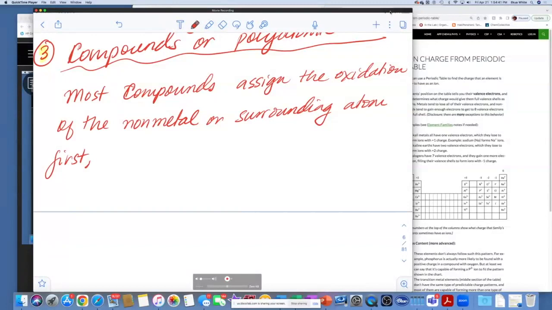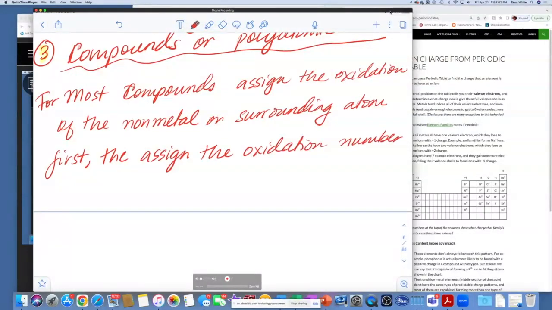Anyway, for most compounds, assign the oxidation number of the non-metal or surrounding atoms first, right? Then assign the oxidation number of the metal or central atom. Okay? Right.